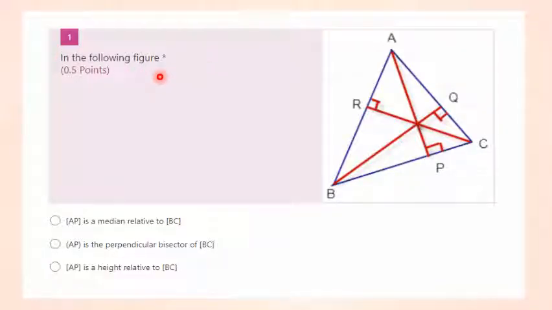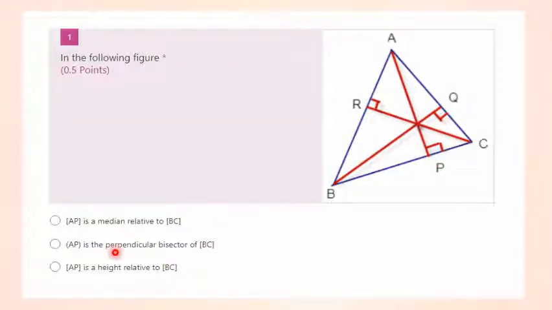Number one, in the following figure, here is our figure. It's a triangle ABC. What are our options? AP is a median relative to BC. What's a median? It's a segment that is issued from the vertex of the triangle to the midpoint of the opposite side. Let's look at AP. Can I say that P is the midpoint of BC? Of course not, because BP is obviously greater than PC. So no, P is not a midpoint of BC, and AP is not a median.